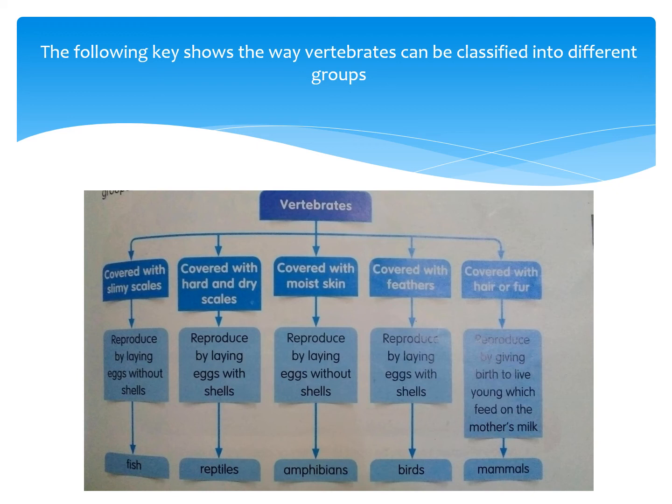Vertebrates can be classified into different groups such as covered with slimy scales, covered with hard and dry scales, covered with moist skin, covered with feathers and covered with hair or fur. There are different examples given here on the slide. For further information, you have to refer to page number 72.